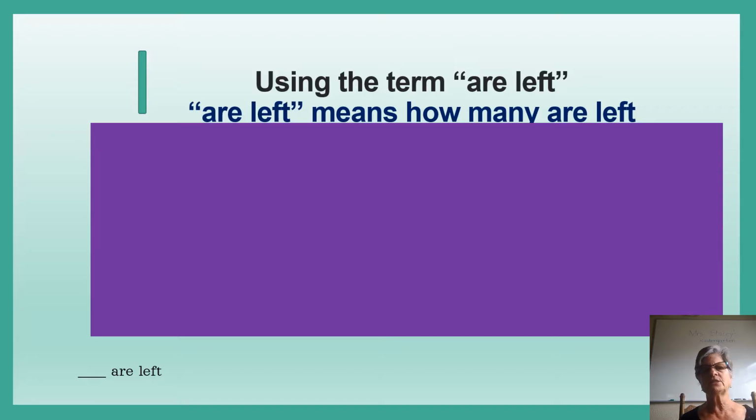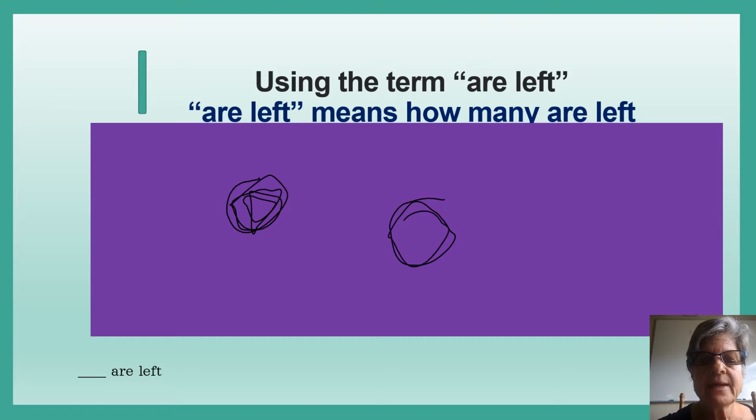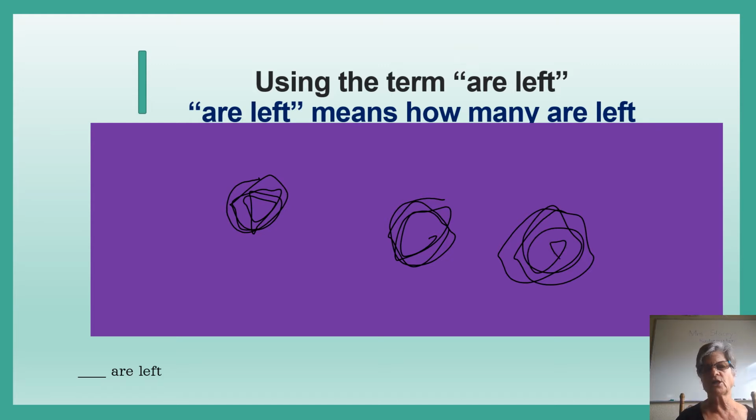On this page, we're using the term "are left." Are left means how many are left, just kind of like it sounds. We're going to pretend this purple rectangle is like a rug again. We know it's a rectangle because it has 2 long sides and 2 short sides. Now, we're going to pretend to put 3 black balls on that carpet. This is 1, 2, and 3. We have 3 black balls on that carpet.